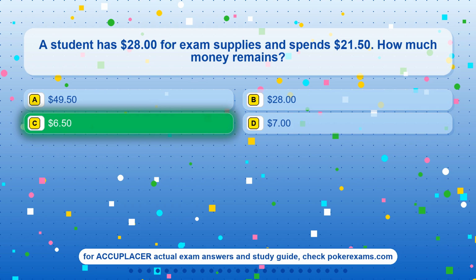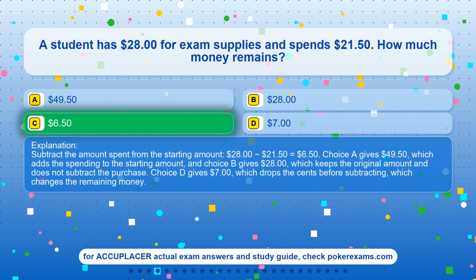The correct answer is option C, $6.50. Subtract the amount spent from the starting amount. $28 minus $21.50 equals $6.50. Choice A gives $49.50, which adds the spending to the starting amount, and choice B gives $28, which keeps the original amount and does not subtract the purchase. Choice D gives $7, which drops the cents before subtracting, which changes the remaining money.